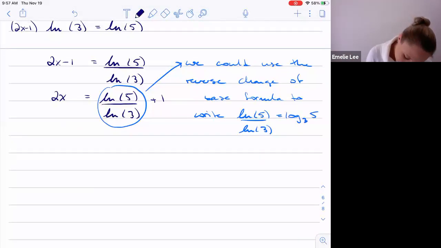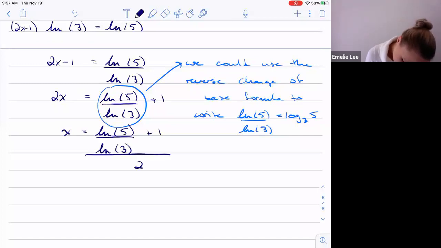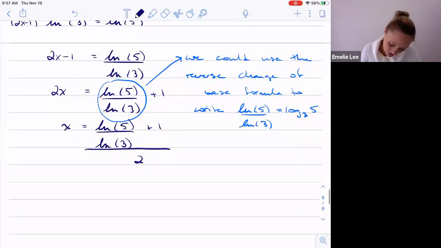Then I'm going to divide both sides by 2. So I get x is the ln of 5 divided by the ln of 3 plus 1, all divided by 2. I guess I could leave it like this. We could simplify a little bit more.